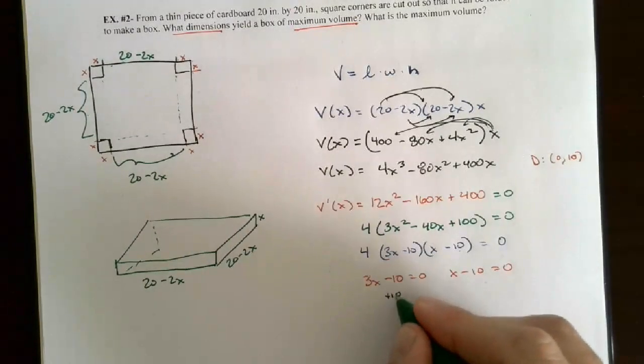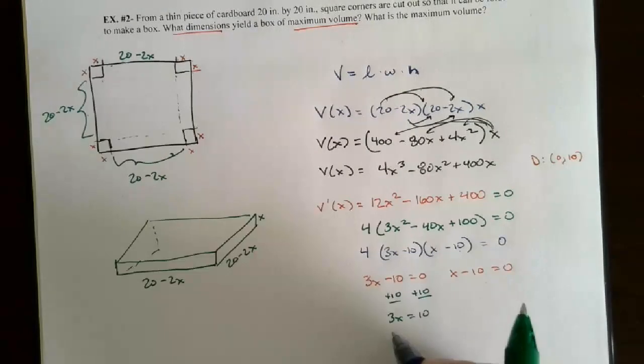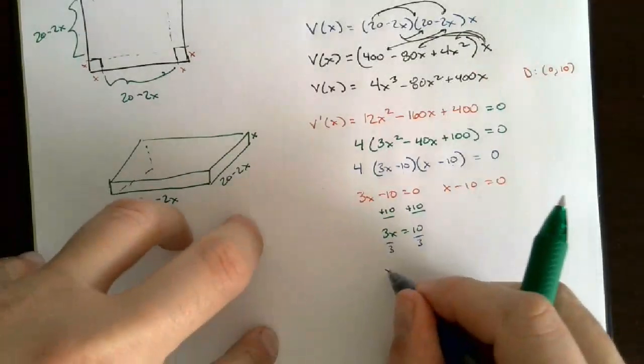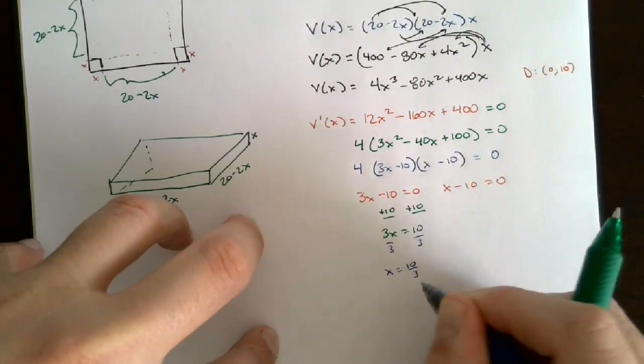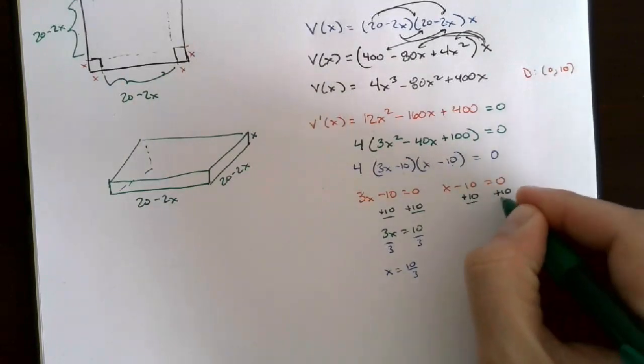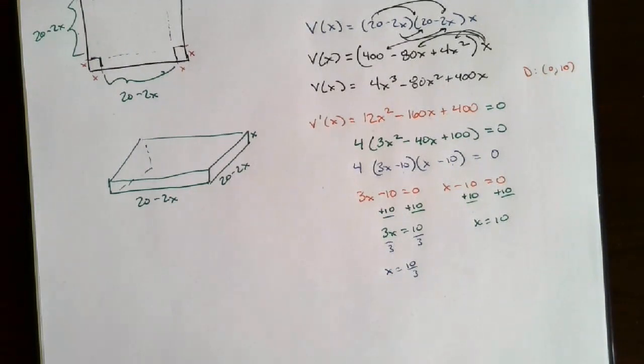Here, I'll add 10 to each side, so I got 3x equals 10, and then I'll divide by 3. So I end up with x equals 10/3. On this one here, I'm going to add 10 to each side and get x equals 10. Now remember what you're finding. You're finding critical values. So these would be the critical values.